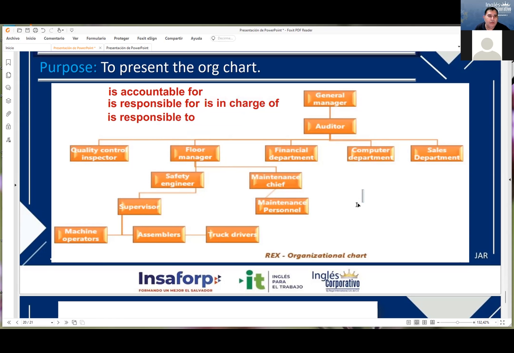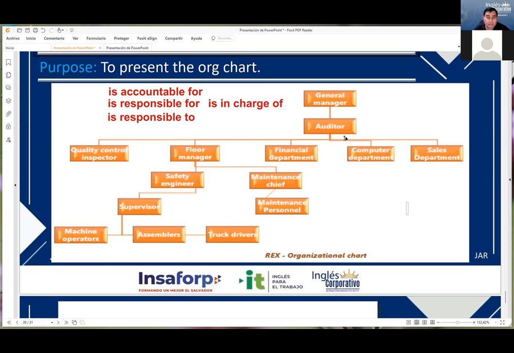Okay. Y "accountable for". También. O sea que estos tres son parecidos en significado. Accountable significa que somos responsables en el sentido que nosotros vamos a responder por ellos. Ahí un poco me confundía. Sí, pero por ahí va. Any other question?